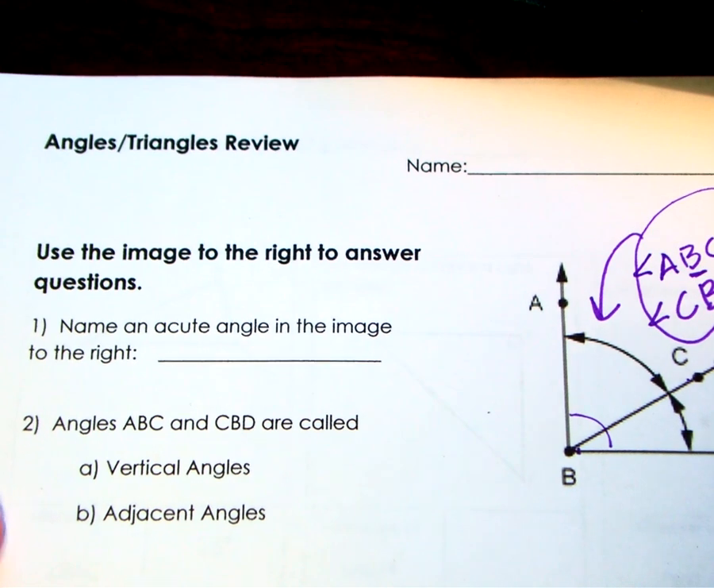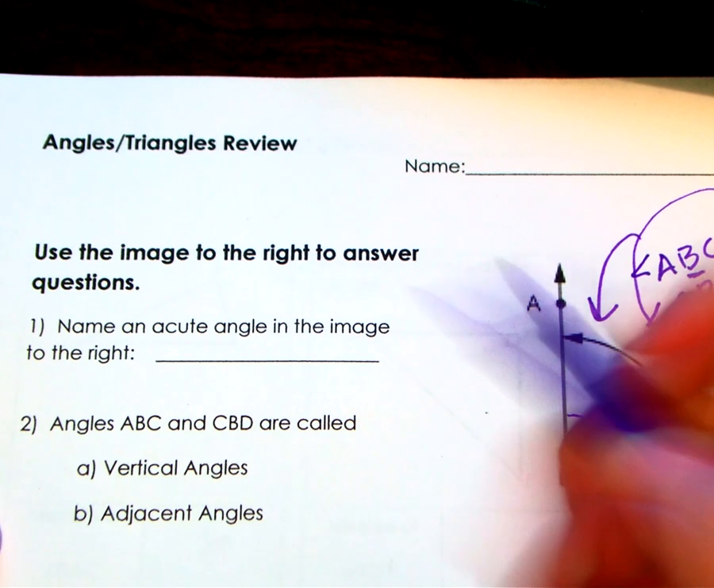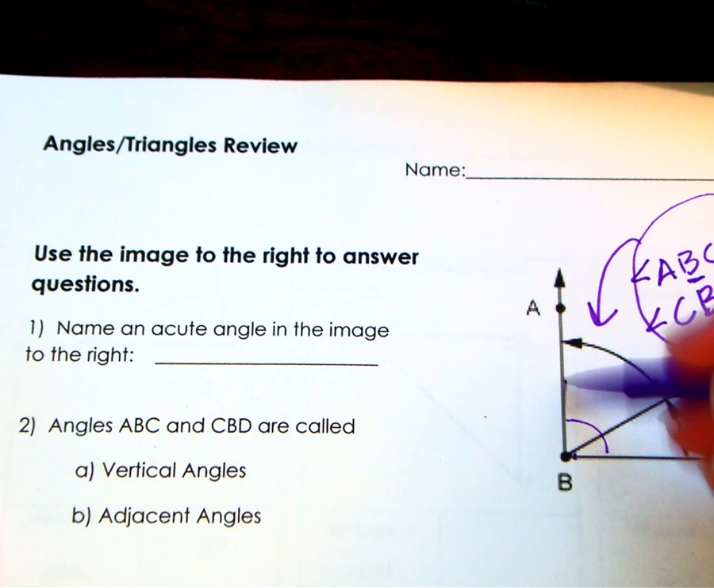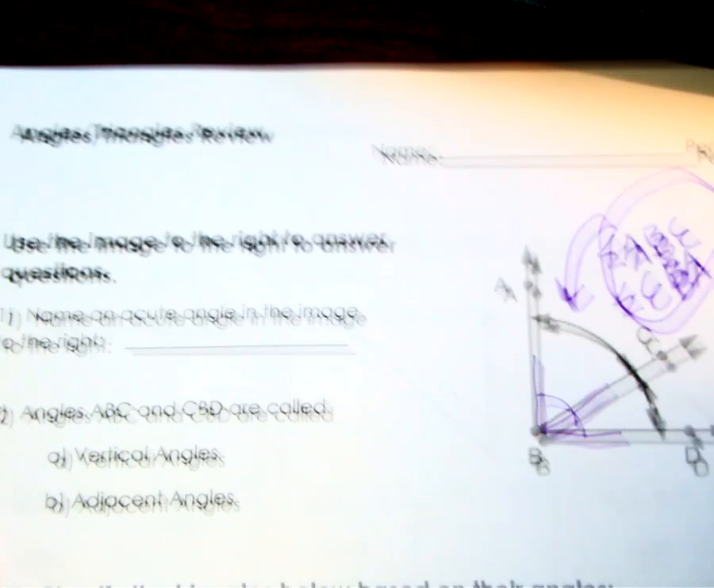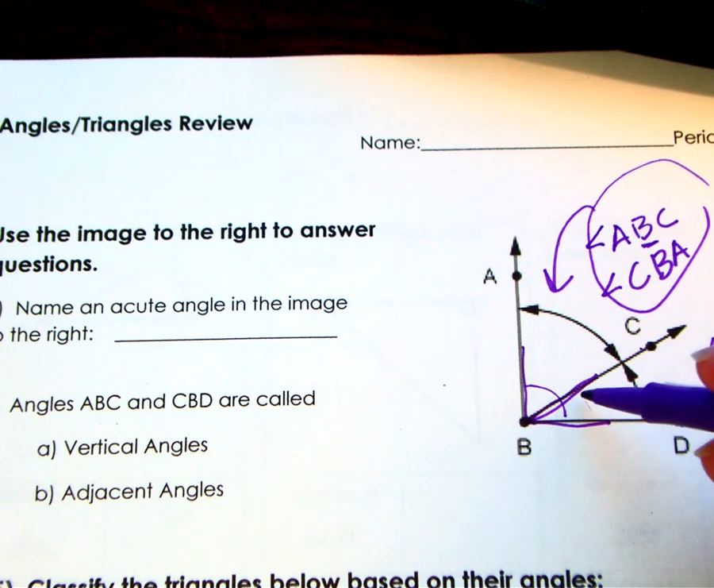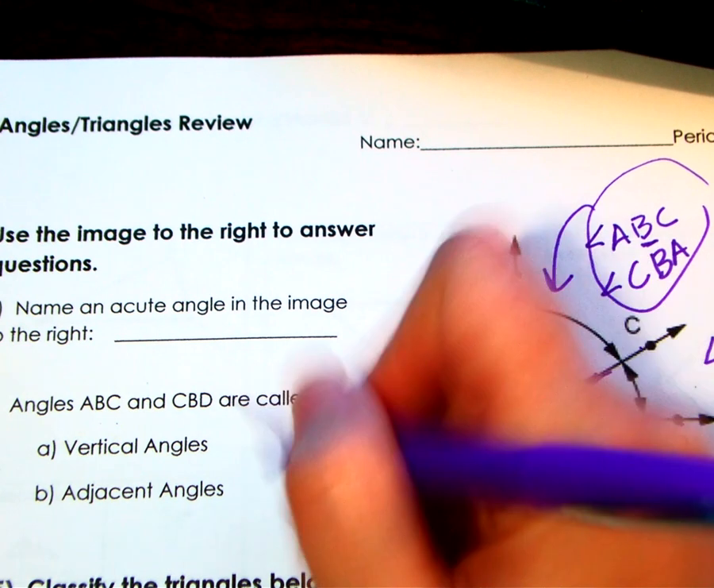The second question that has to do with this image is: angles ABC, which is this angle right here, and angles CBD are called, well, they're neighbors. Remember, they're next door to each other. They share a side. They are adjacent.